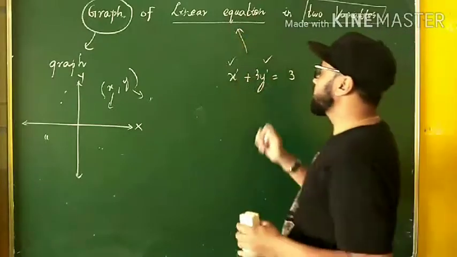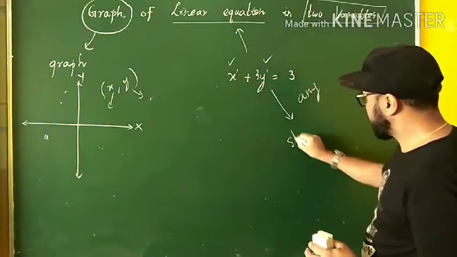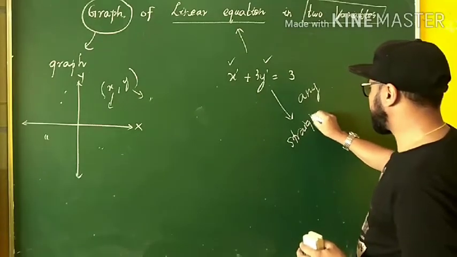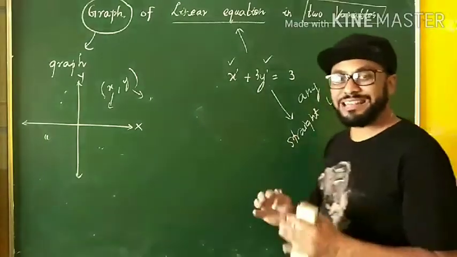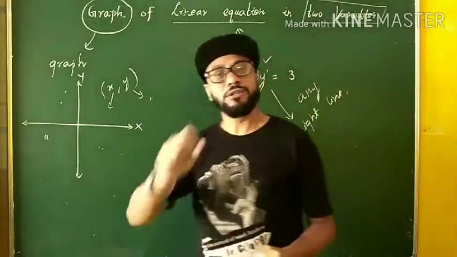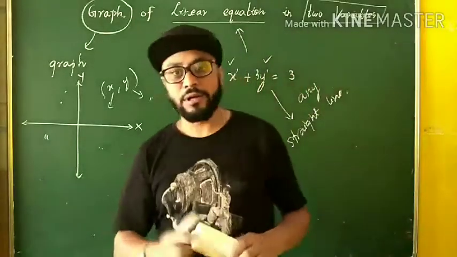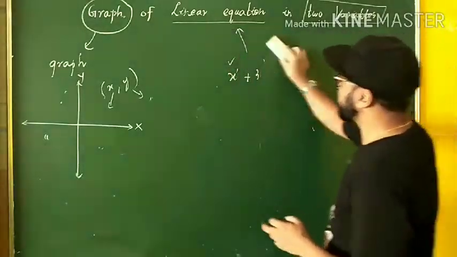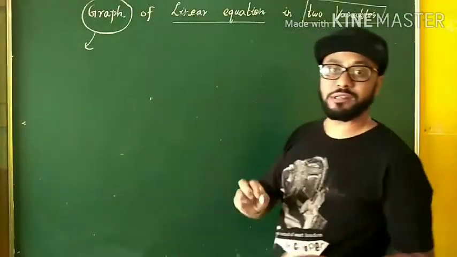Okay. So now in this particular video, we'll discuss how to graph a linear equation. Now what does it mean? Any linear equation represents a straight line. Now the question is how to draw a straight line graphically. Okay, so that's what we are going to discuss in this particular lesson. So what are the steps involved? What are the methods? That is what we are going to discuss here.